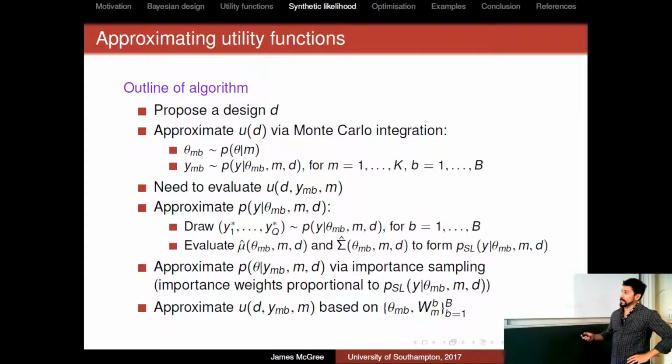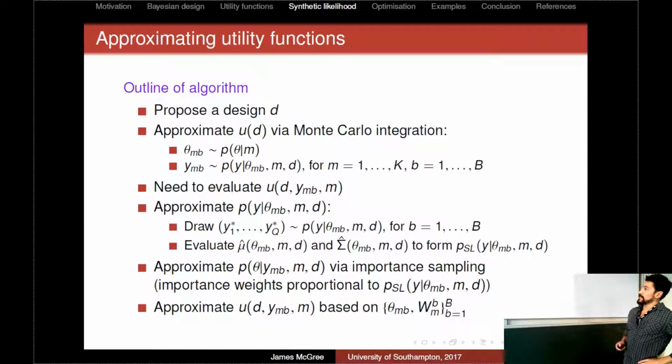So as we saw at the start, we need to approximate UD, and we do that via Monte Carlo integration. So we simulate a bunch of thetas from the prior, and generate a bunch of data sets given those thetas. For each of those YMs, we need to evaluate our UDYM. So we do that via importance sampling. To do that, we need an approximation to the likelihood, which we get through our synthetic likelihood approach. Once we have that, we get our weighted sample from the posterior, and then we can approximate our UDYM as shown on the previous slide. So we're not doing anything too complicated.